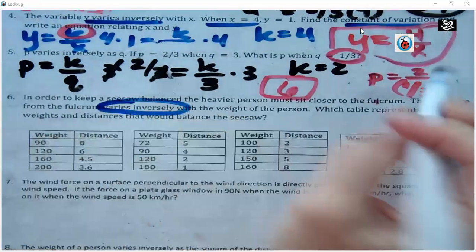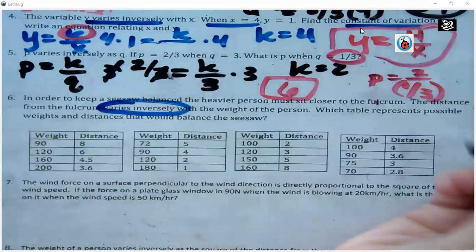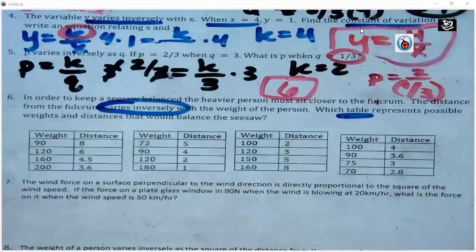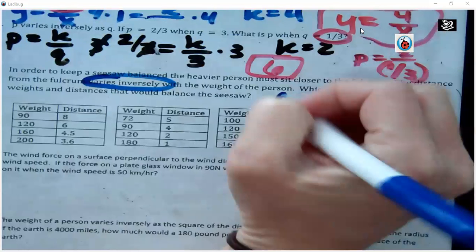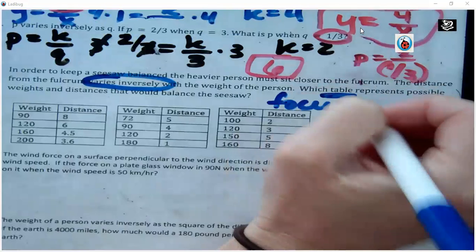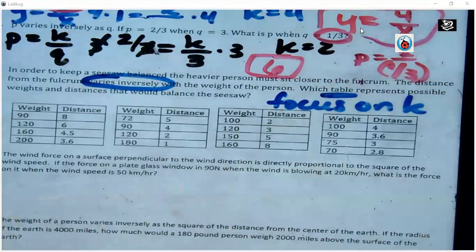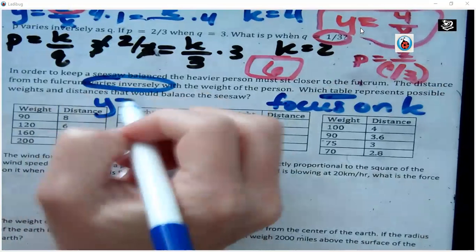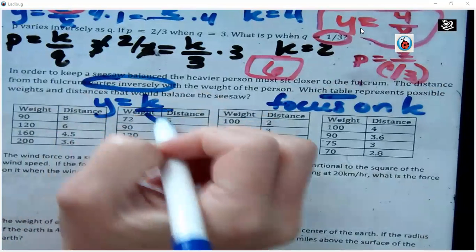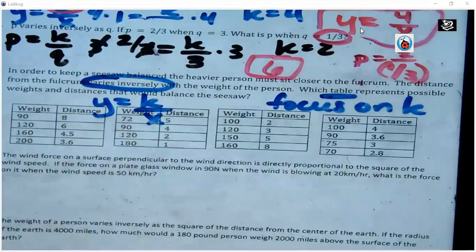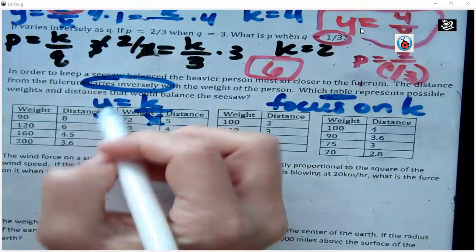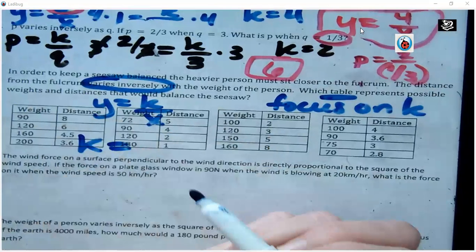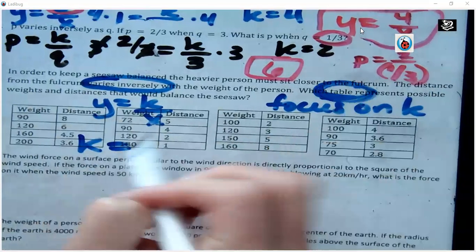Y'all write this down. When you're doing tables, you want to focus on K. Well, what do I mean by that? The formula for varies inversely is y equals K over x, but I want to focus on the K. What would it be if I got K by itself? So if you're doing tables, you want the K equals.